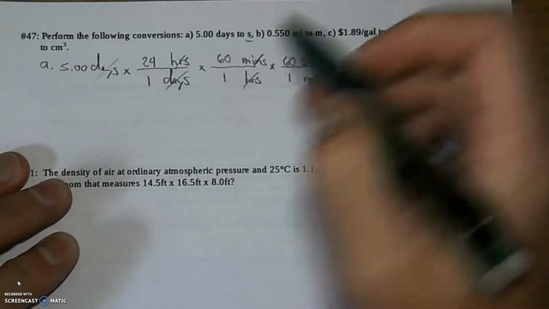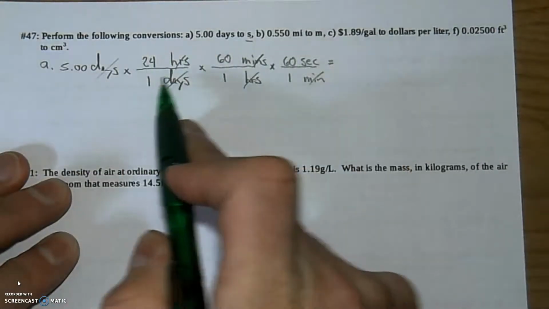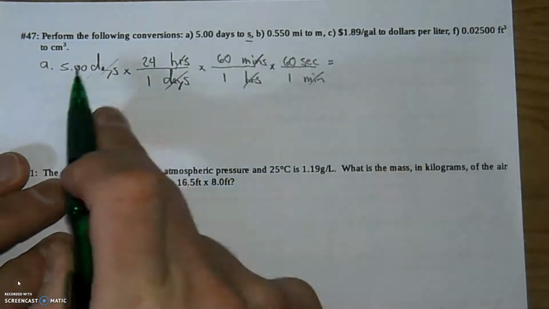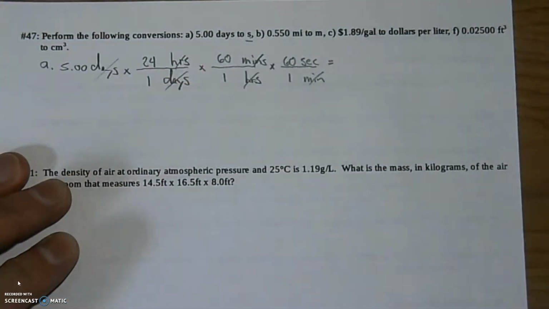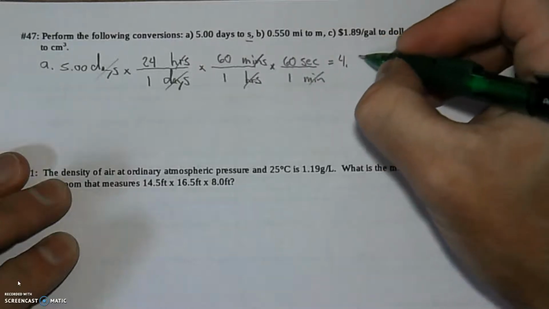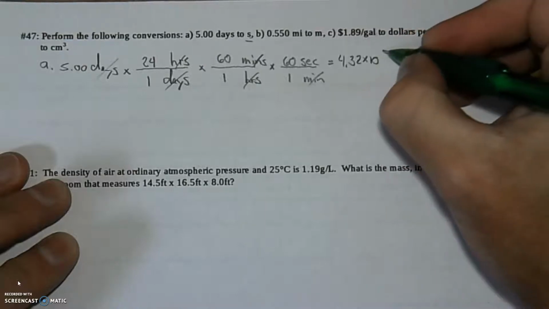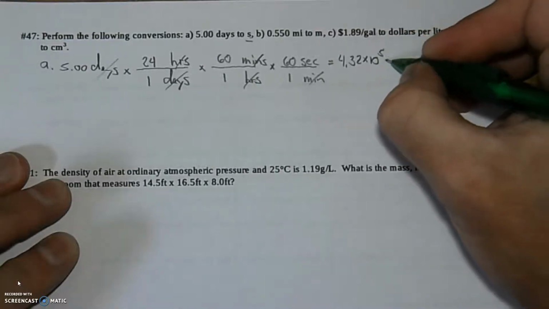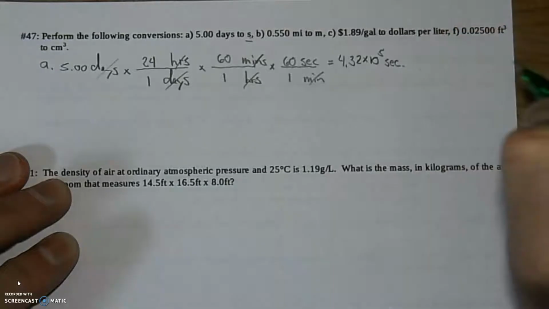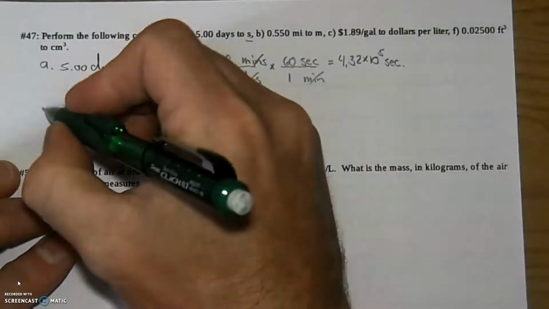So I'll go ahead and do the math. Anything on top of the line, you multiply. Anything below the line is division. Make sure your calculator is doing what you want it to do. And if I do the math here, I end up with 4.32 times 10 to the 5th seconds. Done. Easy enough. All right, let's do B.